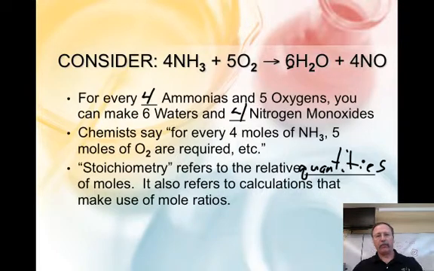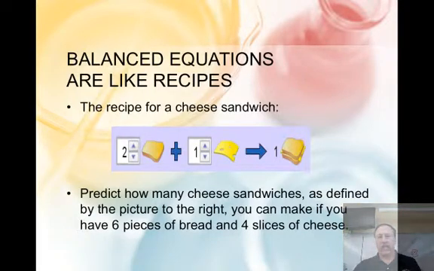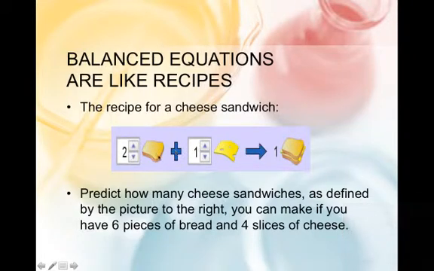Okay, we've gone over that pretty big in Unit 7, but now we're going to move on with Unit 8, and we're going to talk about it a little bit. Balanced equations are like recipes. The recipe for a cheese sandwich would be 2 slices of bread plus 1 slice of cheese would produce 1 cheese sandwich, right? That's what we got here. We got our 2 breads, our 1 cheese, okay?